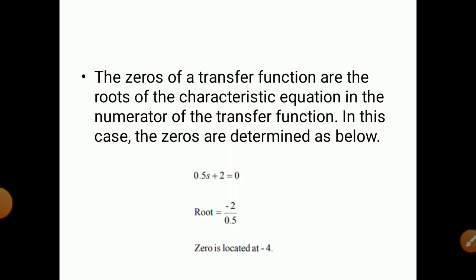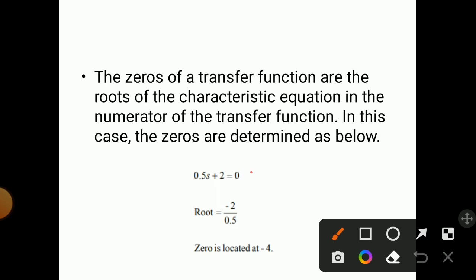Now zeros of a transfer function are nothing but roots of the numerator equation. So the numerator equation is 0.5 s plus 2 equal to 0. Therefore the root is minus 4. So this is the zero of our transfer function.